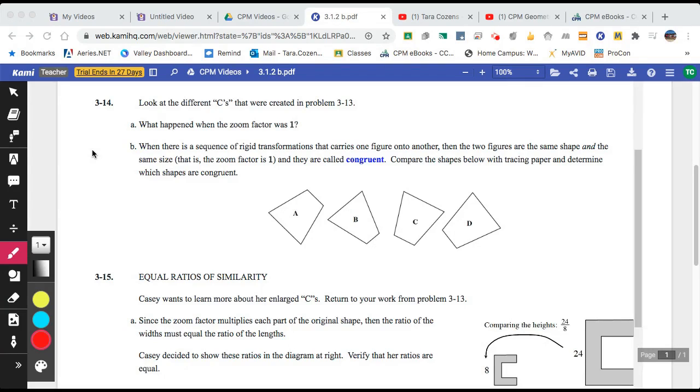Okay, so we're moving on to problem number 14. We're going to look at the different C's that were created in problem 3-13. Letter A says, what happened when the zoom factor was 1? Go ahead and answer letter A in your notebook while you pause the video, and then press play when you're ready to move on.